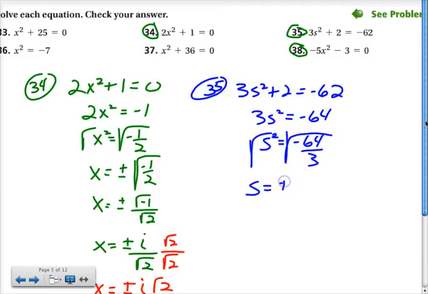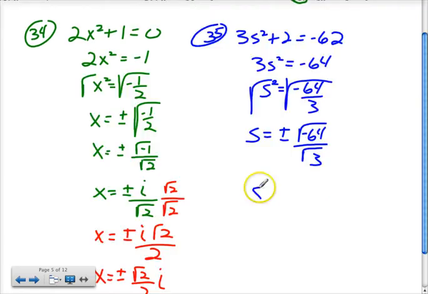So S is going to equal plus or minus, I'm going to go ahead and split these up right away, the square root of negative 64 over the square root of 3. So S is going to equal plus or minus, well, the square root of negative 1 is I, and the square root of 64 is 8. So that'll be 8I over the square root of 3.